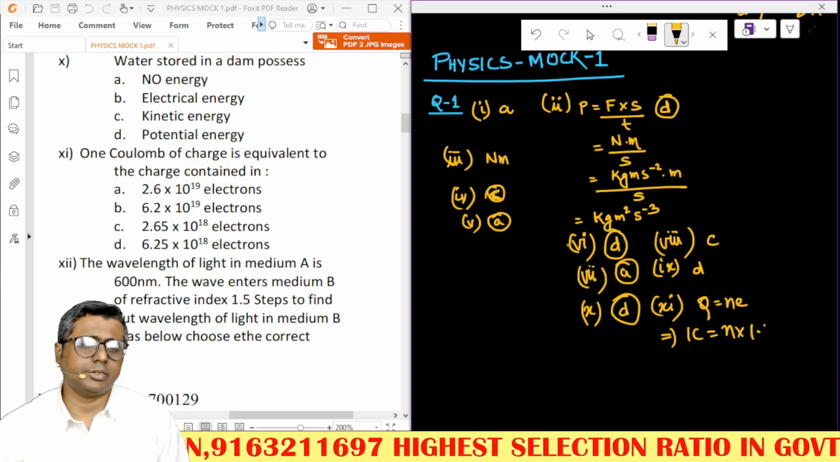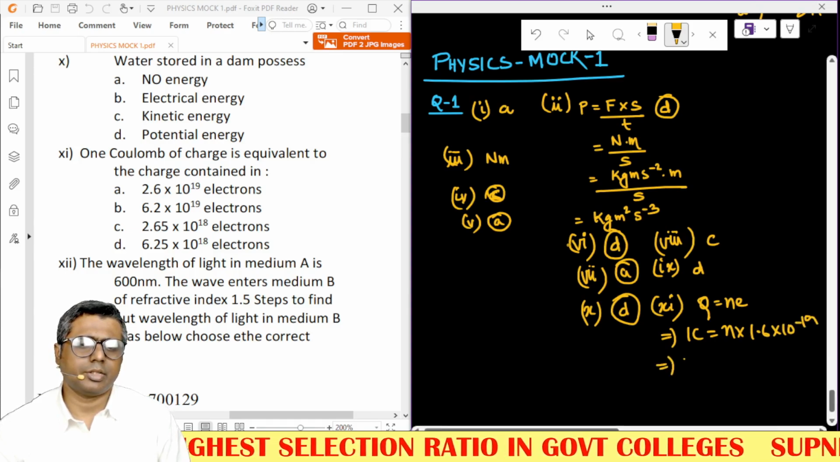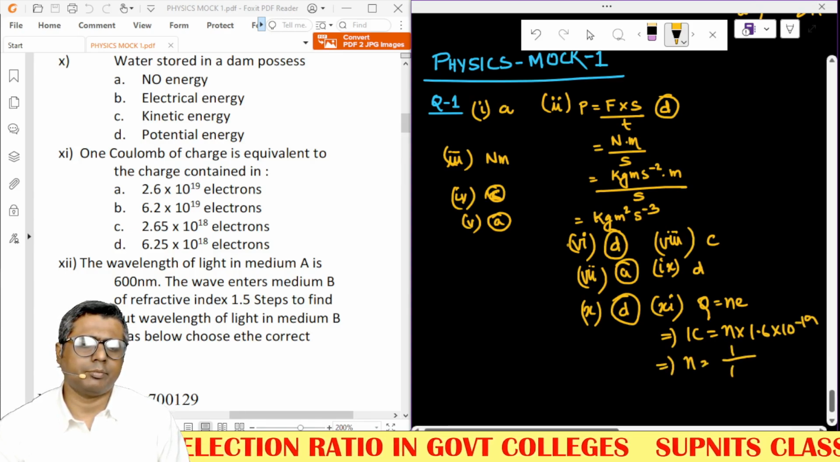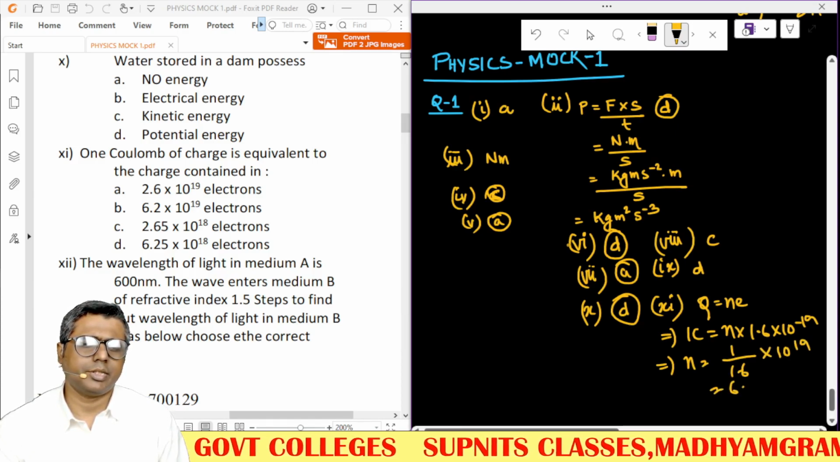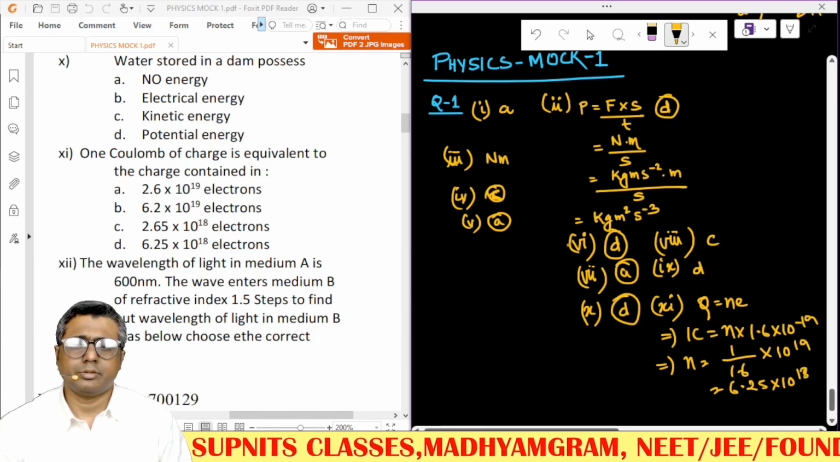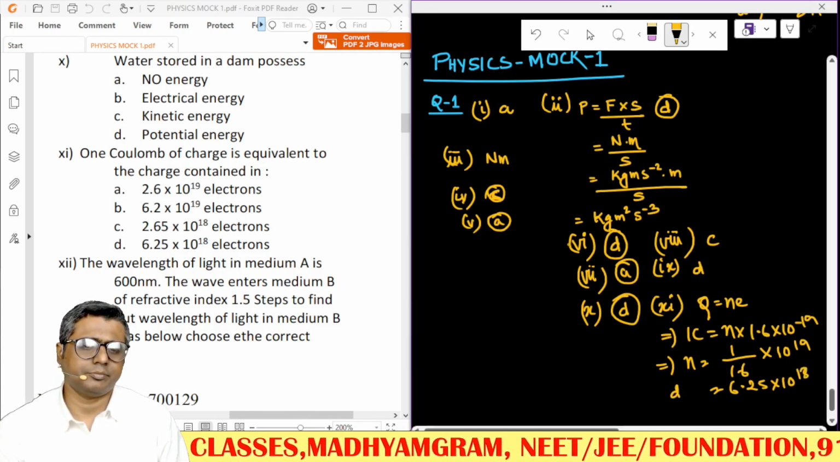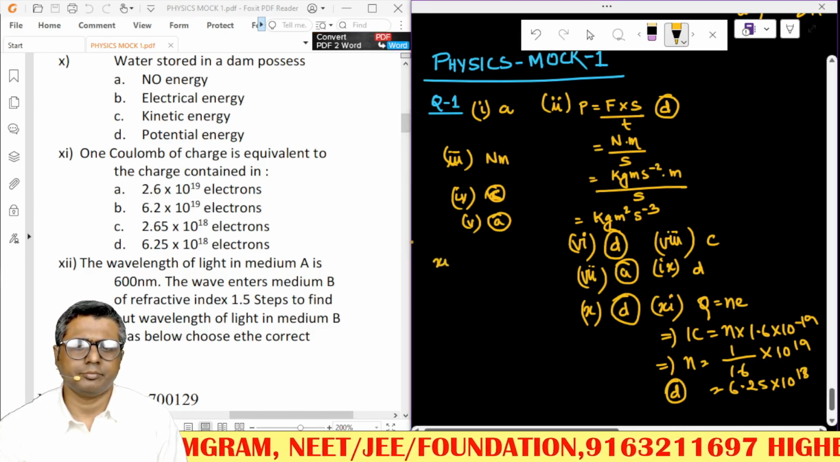One electronic charge is 1.6 into 10 to the power minus 19. So N will be 1 by 1.6 into 10 to the power 19. So this will come out to be 6.25 into 10 to the power 18. So the option will be option D.